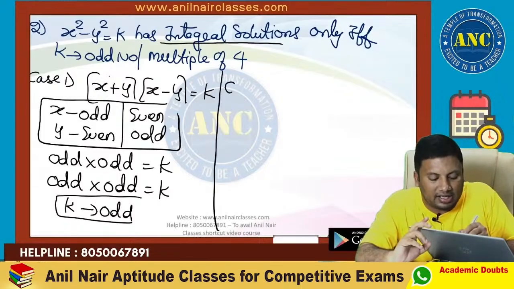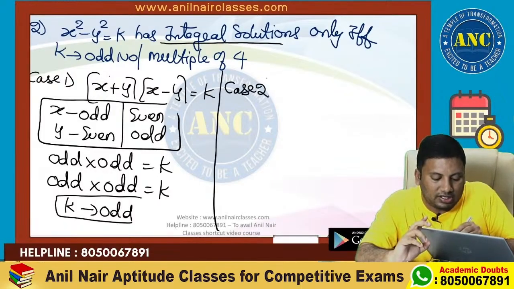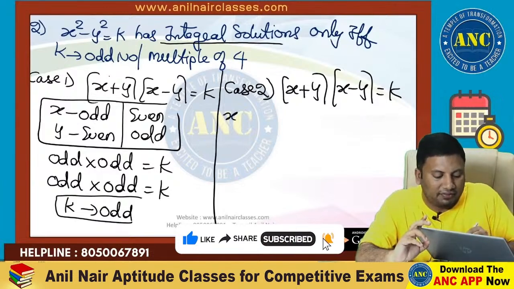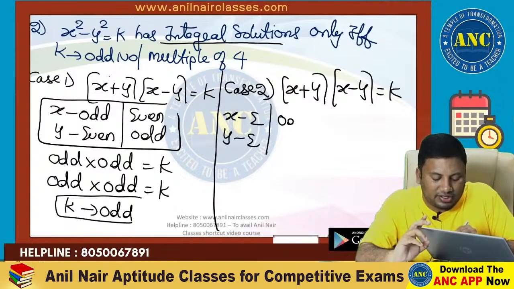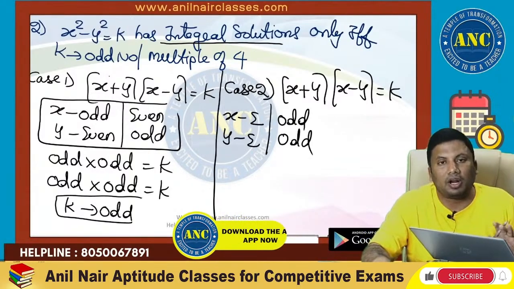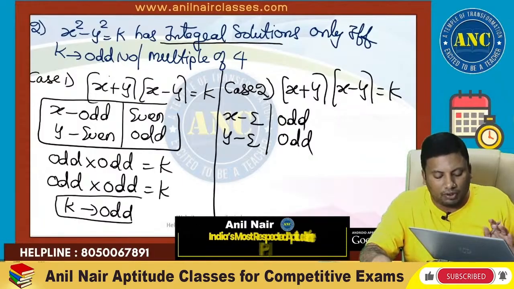Idea clear? Case number 2. Step by step, from basics to advanced, we will discuss. Equivalent to k: if x is even, y will be even, or if x is odd, y will be odd. Four cases will come: one odd, one even, or both are odd, both are even.